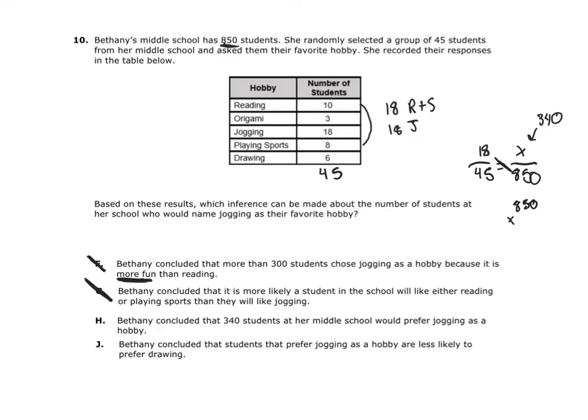850 times 18. 8 times 5 is 40, carry the 4. 8 times 8 is 64, plus 4 is 68. Now for the second place value: 1 times 0 is 0. 1 times 5 is 5. 1 times 8 is 8. We add it up. We get 13, carry the 1, 15. Now we have to divide by 45 because we divide down.